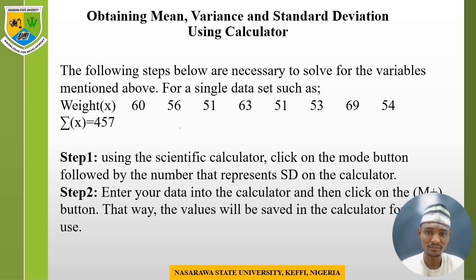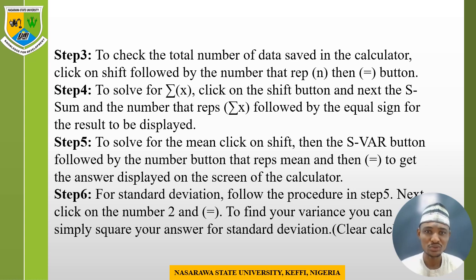You have step 1. You just click on the mode of the calculator, followed by the number that represents the SD on the calculator. Then go to step 2, enter the data into the calculator and click on the M+ button. The M+ button is serving as the memory. In that way, the value will be saved in the calculator. Now, step 3, to check the total number of data saved in the calculator, click on shift followed by the number that represents n, then the equal button.